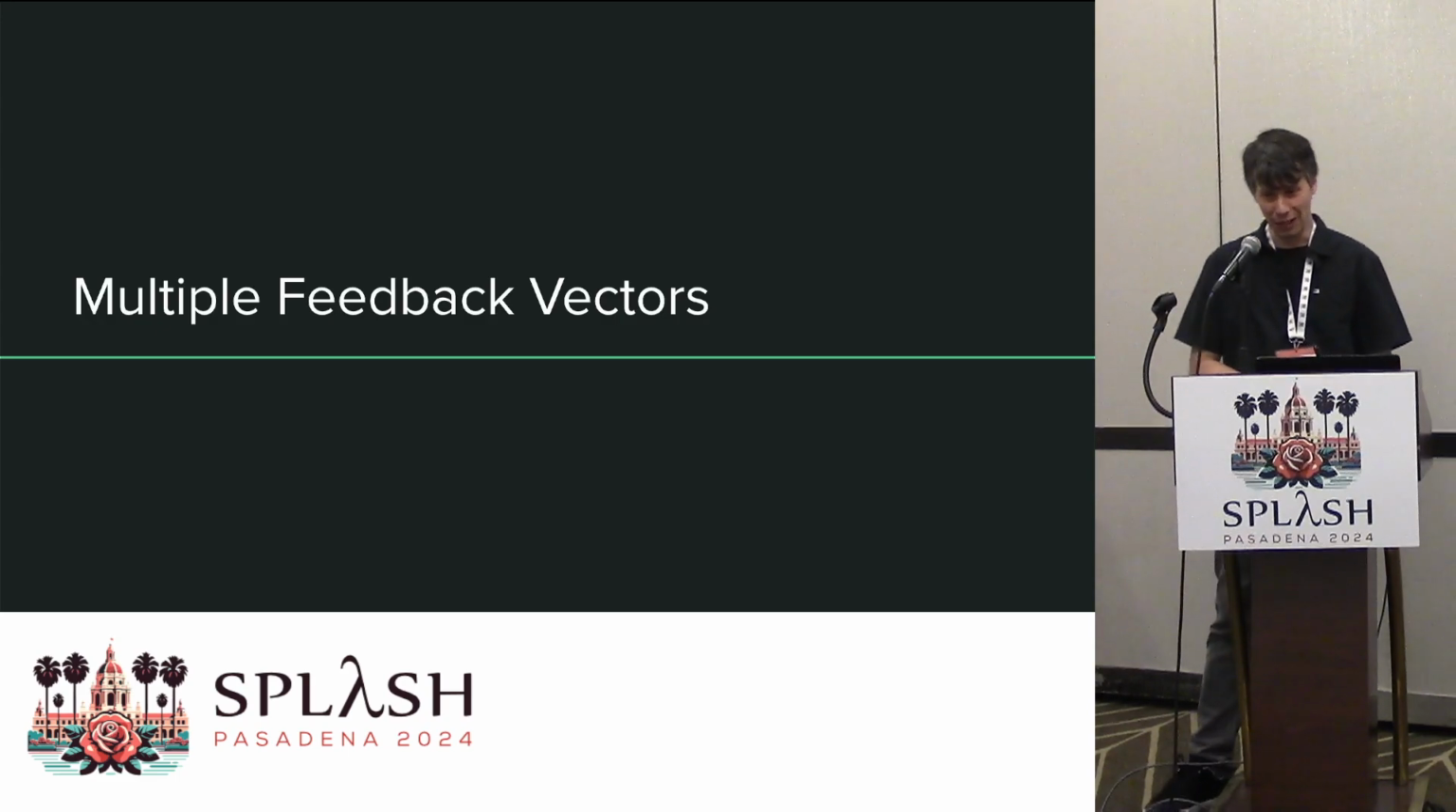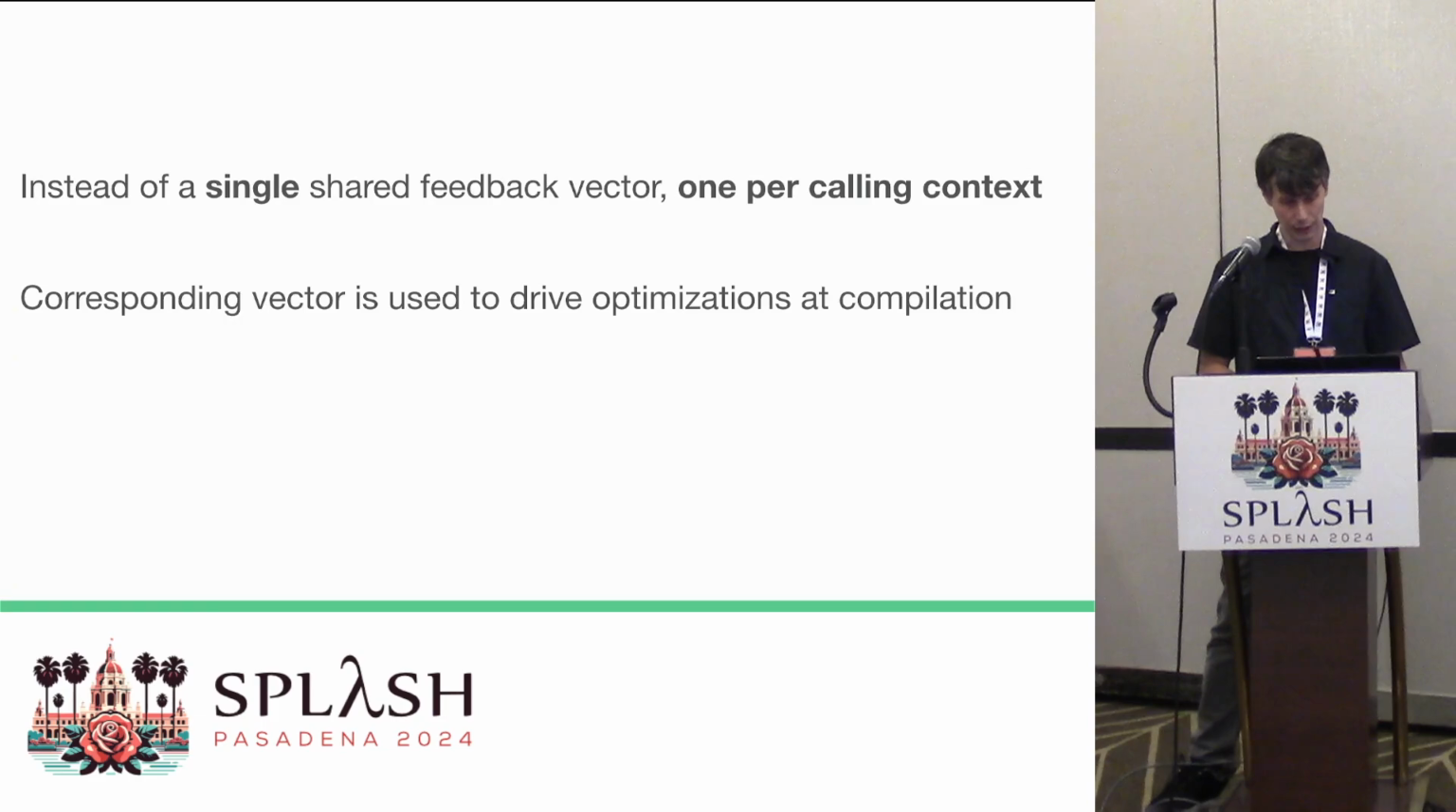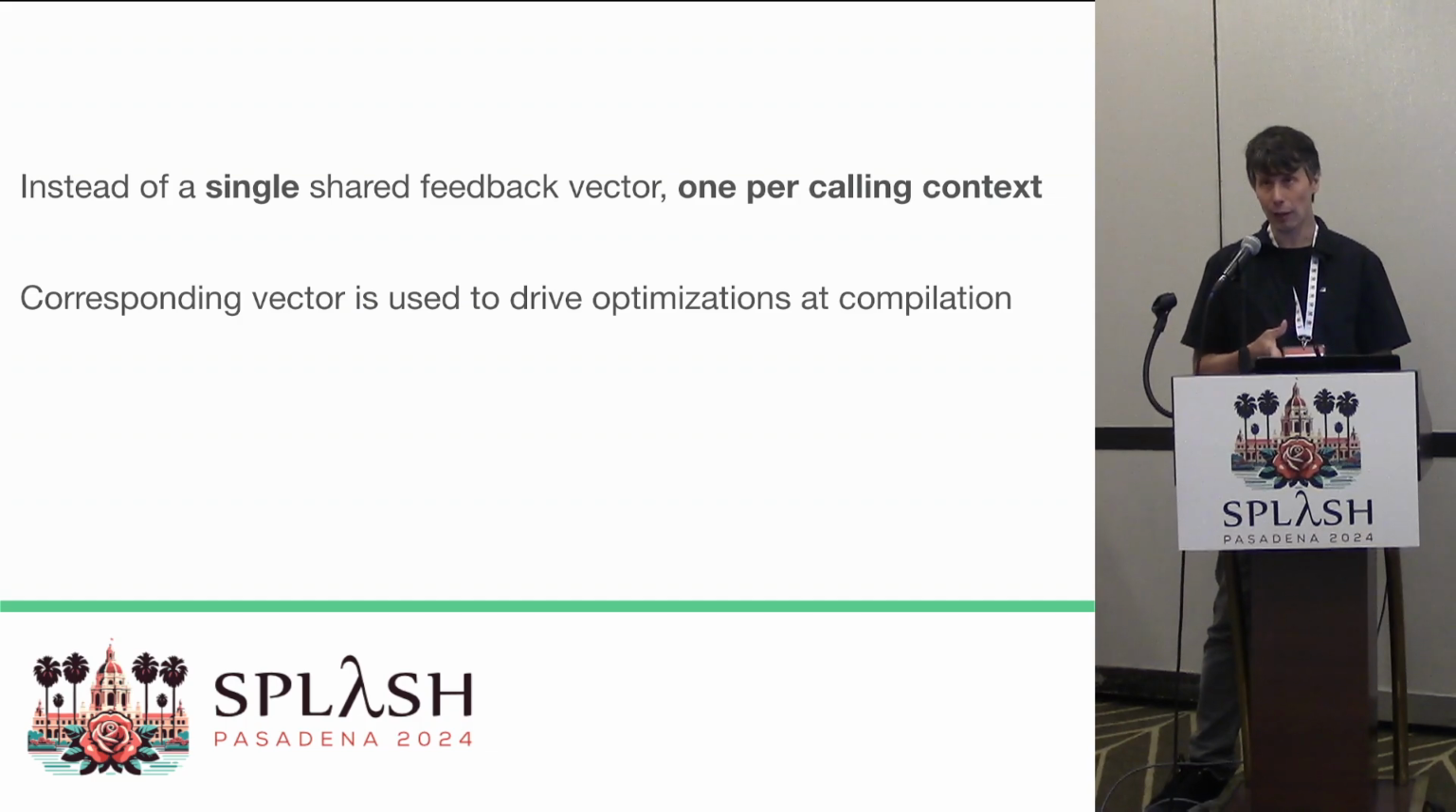And this gets us to our contribution. So it seems that the problem is that we are storing all the information in the same bucket, in the same place. So let's see if we can improve the situation by adding more of them. The idea is very, very simple. Instead of a single shared feedback vector, we'll have many of them, one per call context. Those call contexts were the ones that were on the left. And we will use this specific context to compile the version at hand and to drive the optimizations.